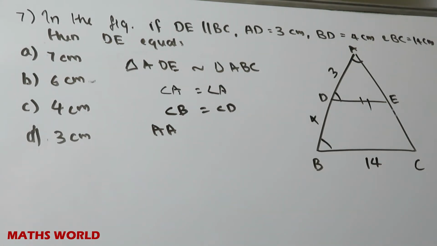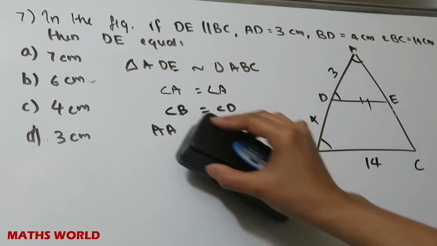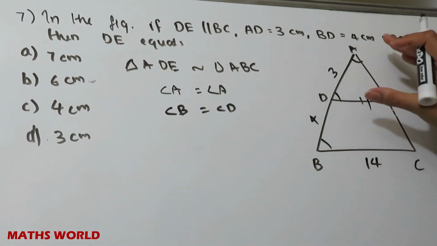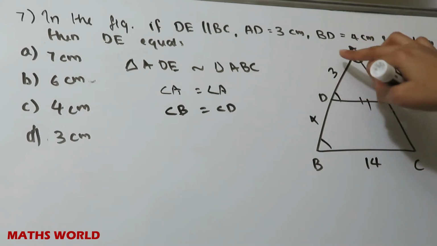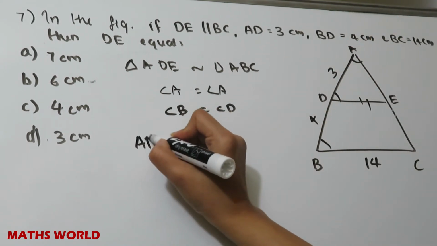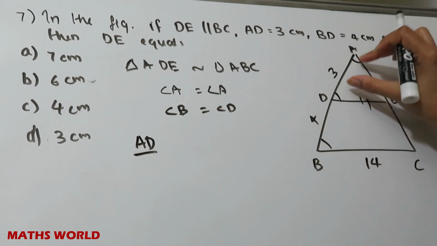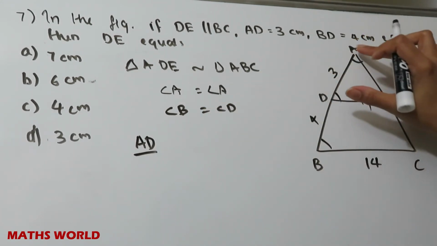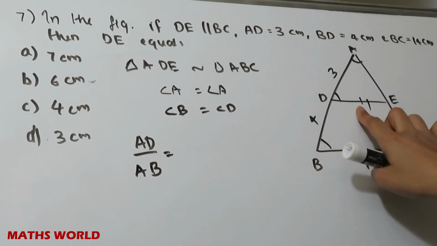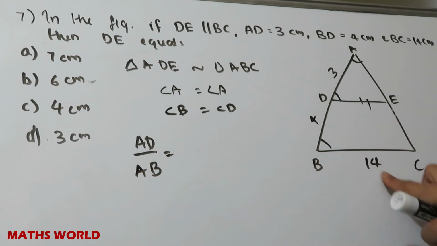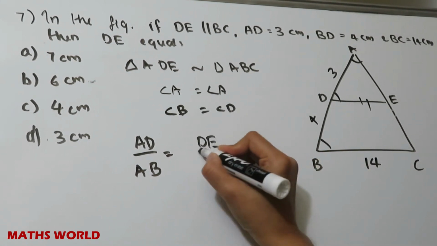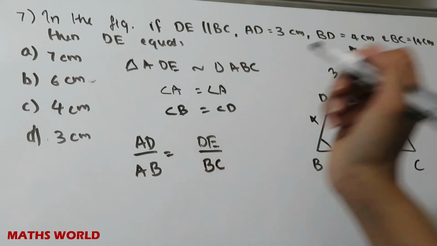If two triangles are similar, then the ratio of their sides are equal. So we can take the sides of the triangles. Here the values are given on this side, so we can take AD from the small triangle, and from the big one AB. AD by AB equal to DE by the corresponding side, which is BC. So DE by BC.